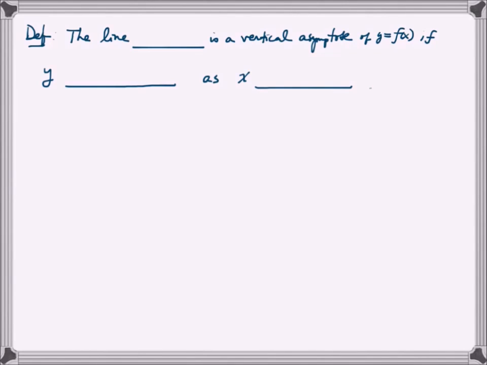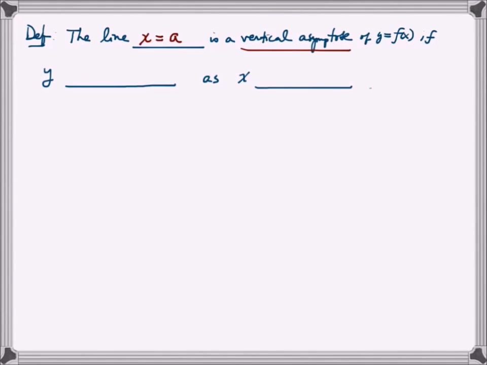Let's start with the vertical asymptote. First of all, a vertical asymptote needs to be a vertical line, and all vertical lines take the form of x equals a constant. So this first blank here is going to be x equals some constant number a. And we call x equals a a vertical asymptote of the function y equals f of x if the y value goes to something as x value goes to something.